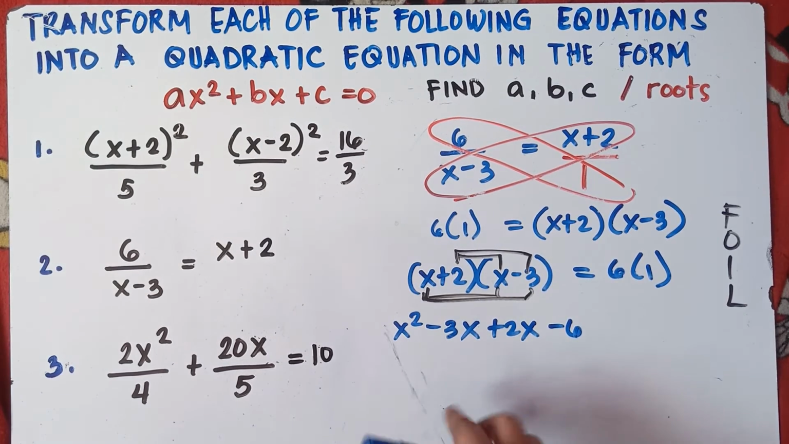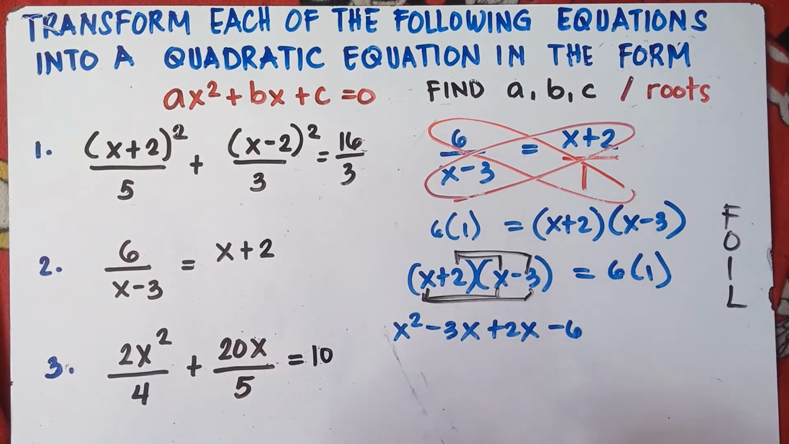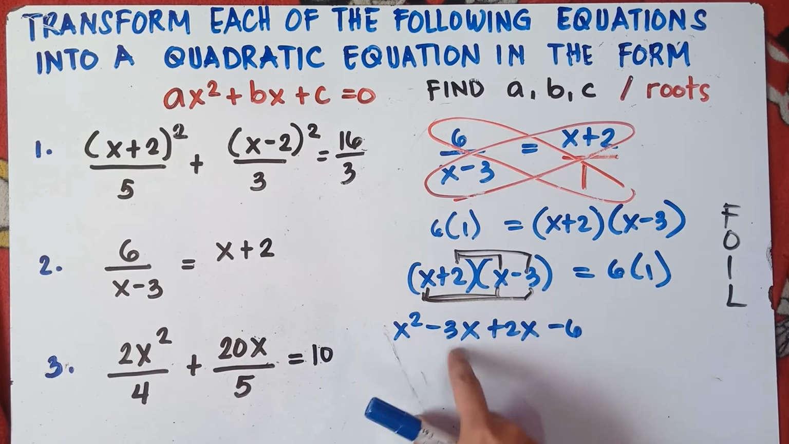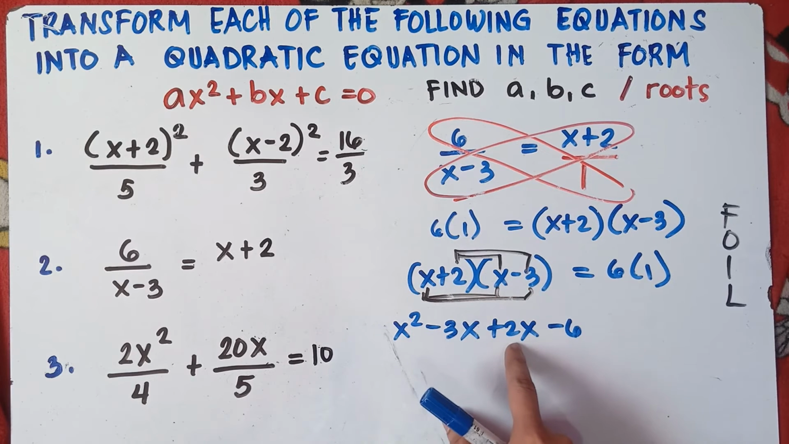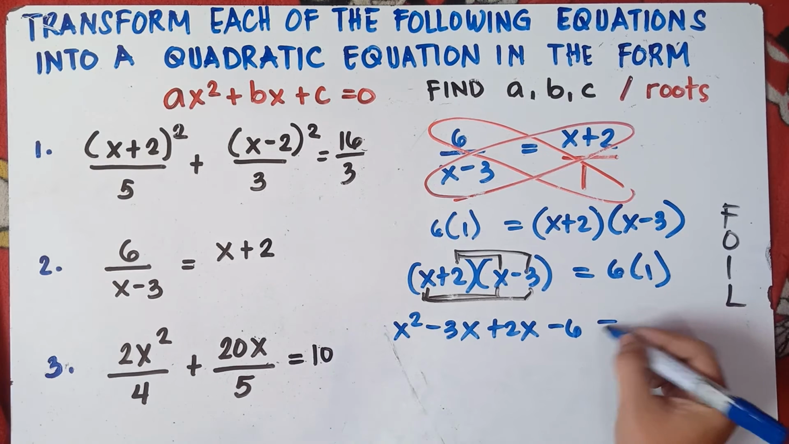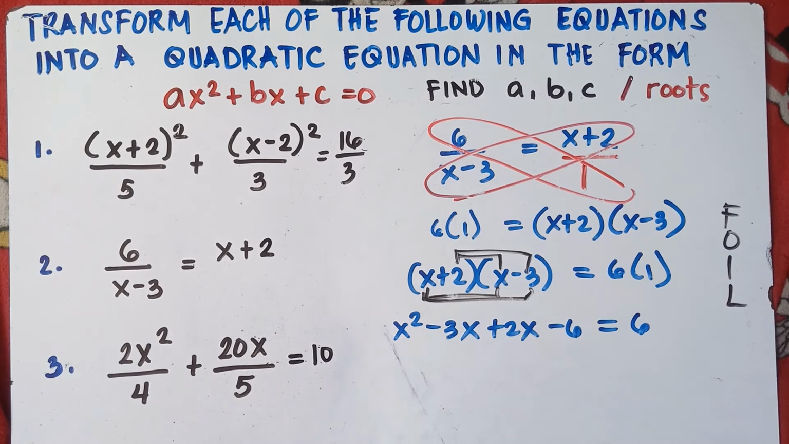Alright, so once again, we do the FOIL method in solving this one. X times x is x squared. X times negative 3, that's negative 3x. 2 times x, that's positive 2x. 2 times negative 3, that's negative 6. Equals 6 times 1 is 6.